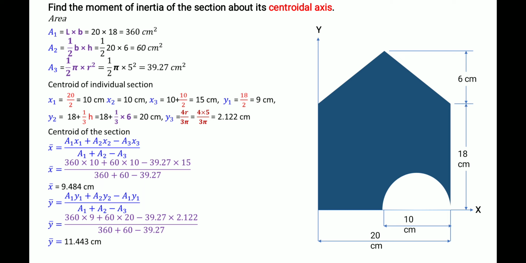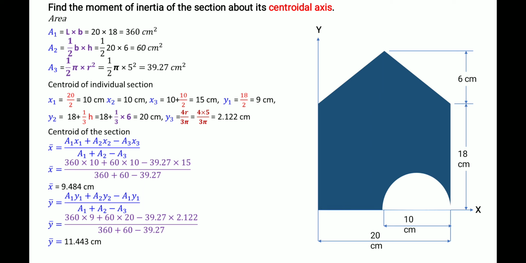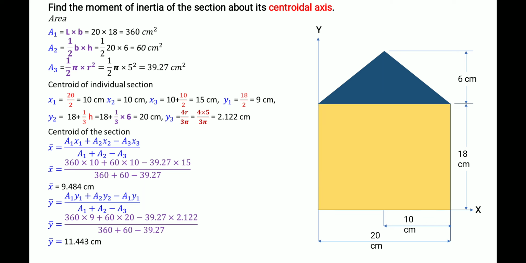And then we have to split the section into simple structures. So this is a complex structure. How can we split this section into simple figures? First we take this rectangle, and then the second, this triangle. Then we remove the semicircular shape. That way we will get the required structure. So now we split the section into three: one rectangle, one triangle, and one semicircle.